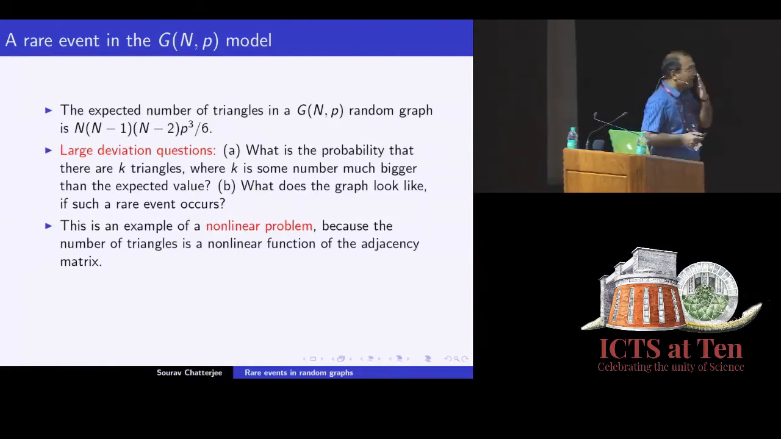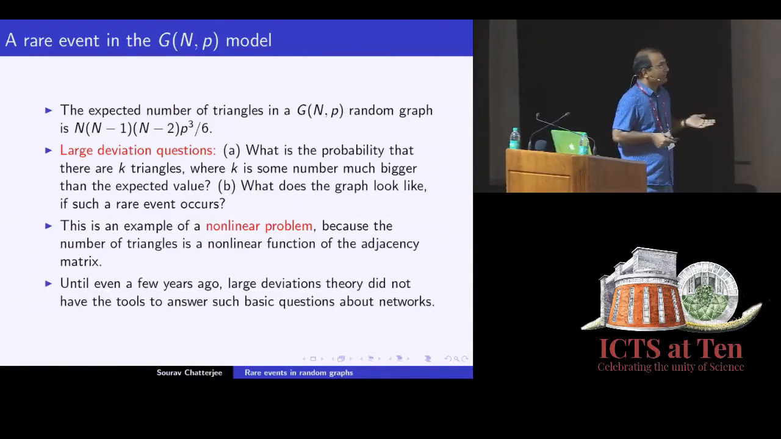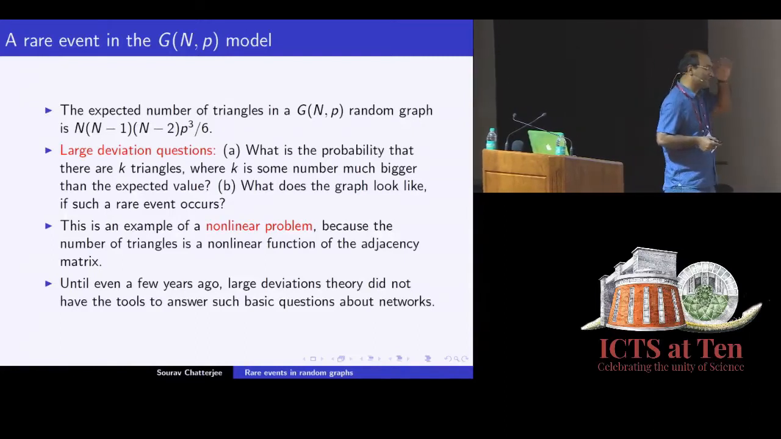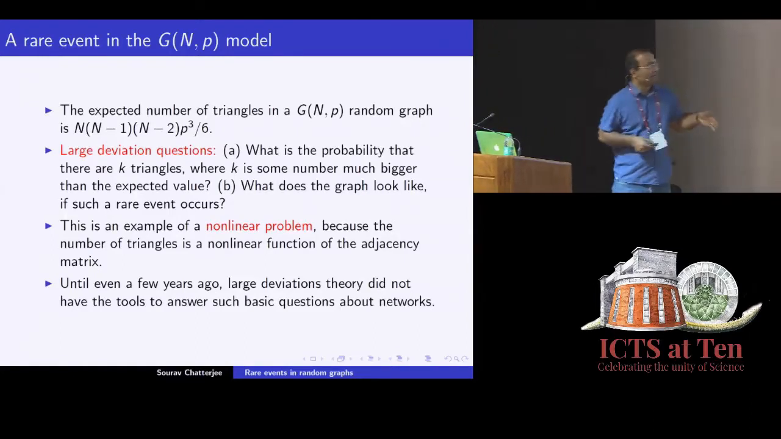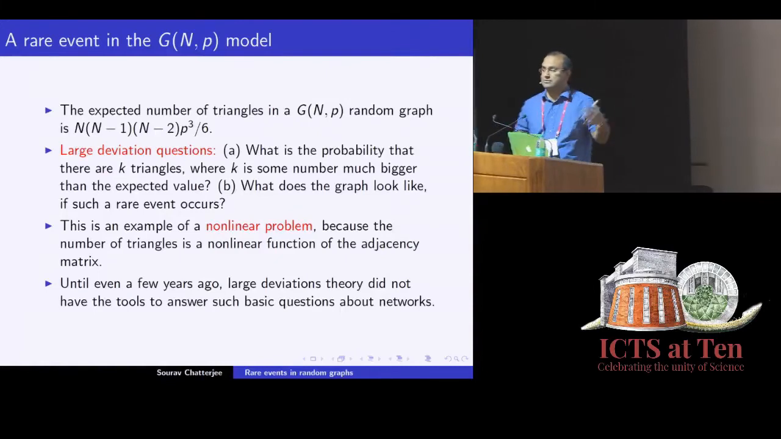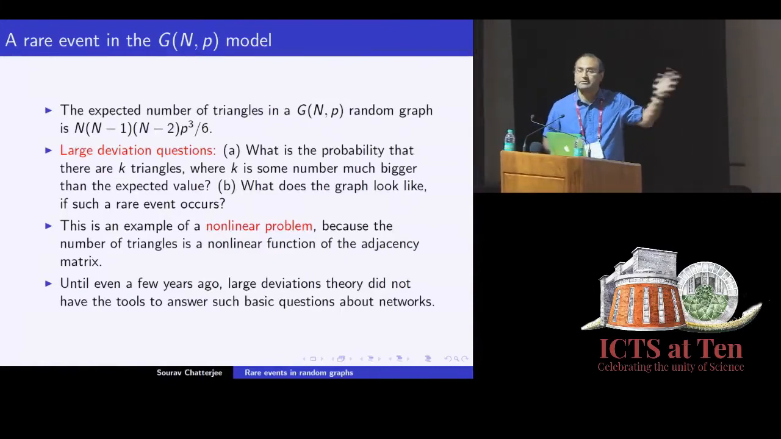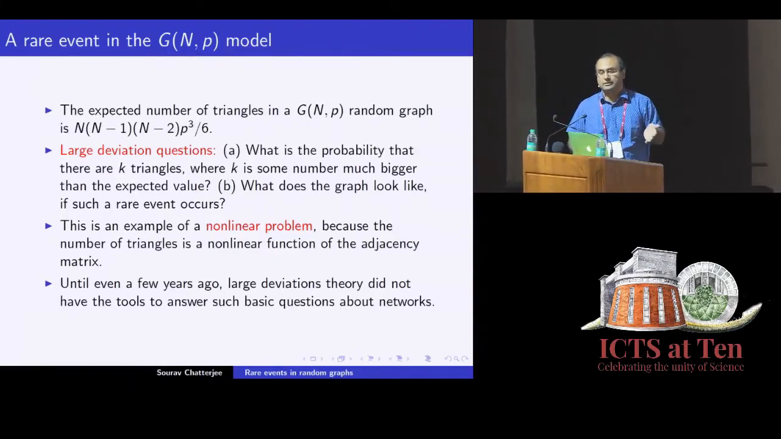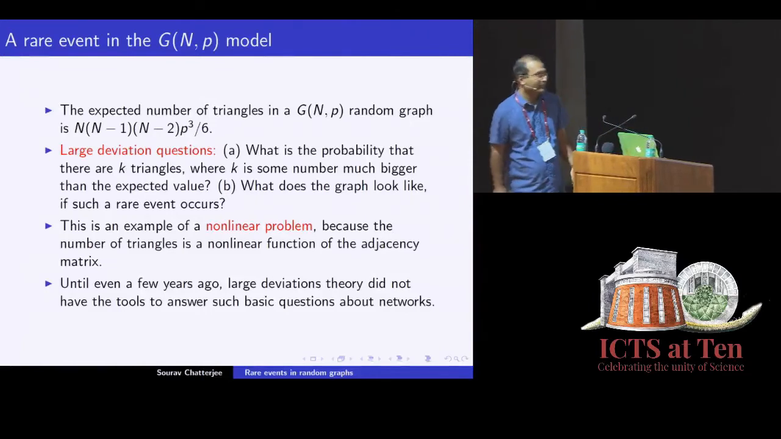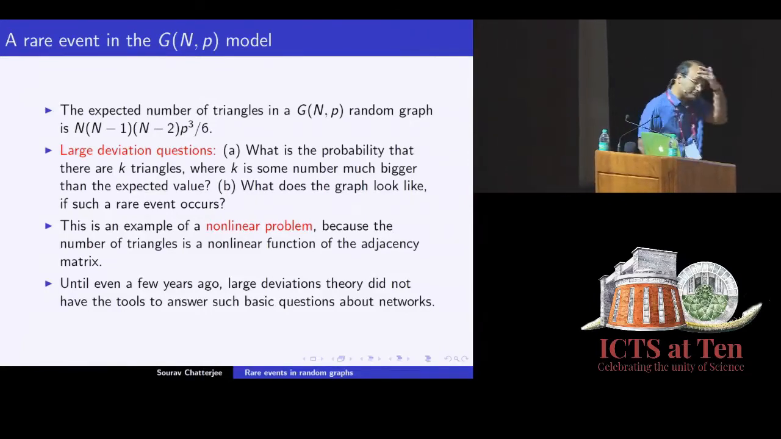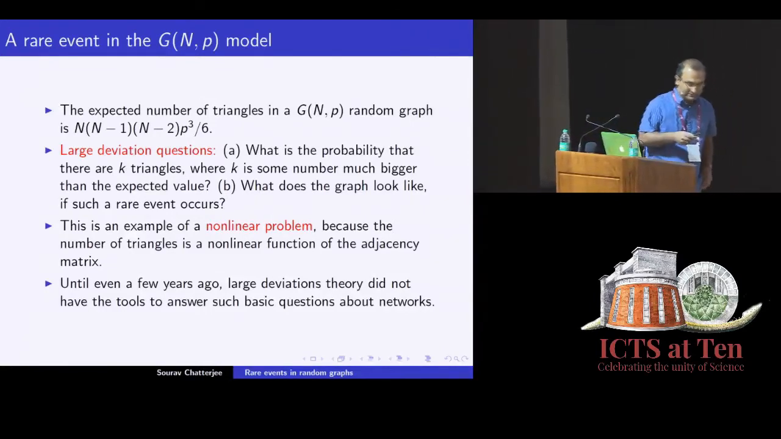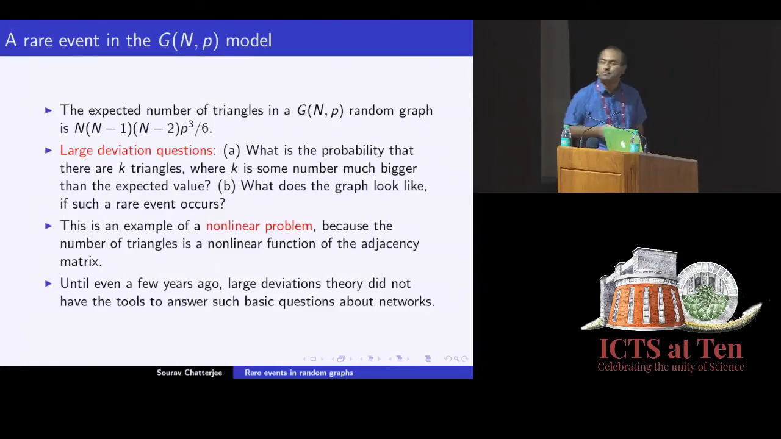And when I started thinking about this question, I was surprised that large deviations theory doesn't have the tools to handle this kind of question, even degree 3 polynomials. So linear is okay, quadratic you can sometimes handle, but as soon as you go to degree 3 and higher, there weren't any tools really to handle that, to understand rare events. And we'll see why. There are non-trivial things happening. Okay.